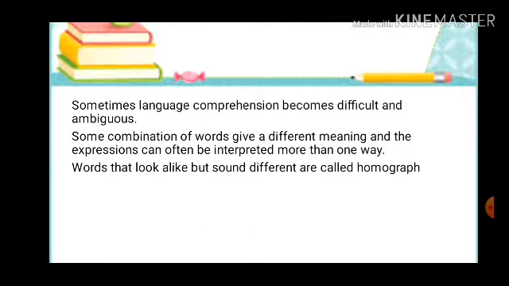Sometimes language comprehension becomes difficult and ambiguous. Some combinations of words give a different meaning, and expressions can often be interpreted in more than one way. Words that look alike but sound different are called homographs.